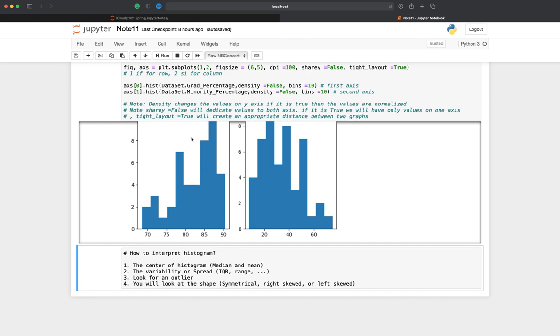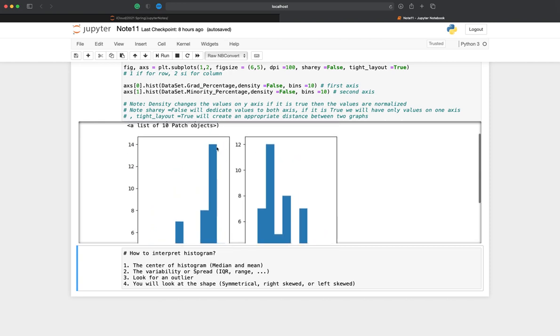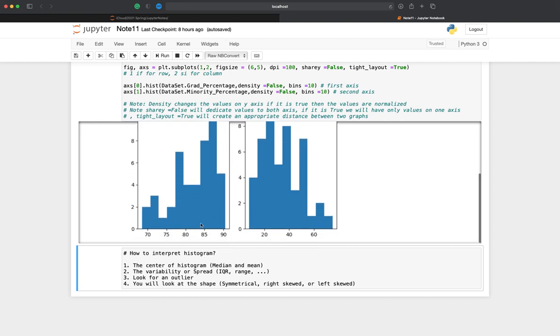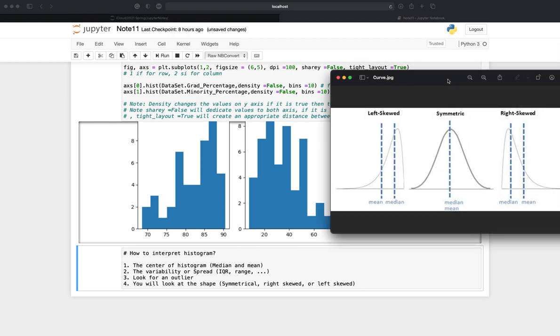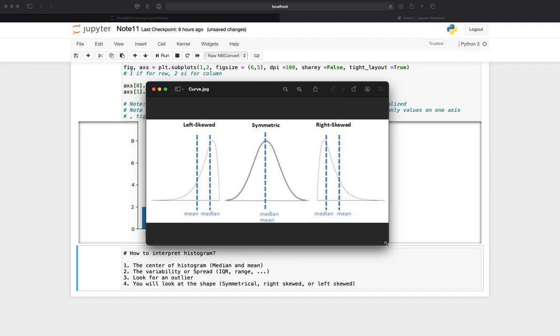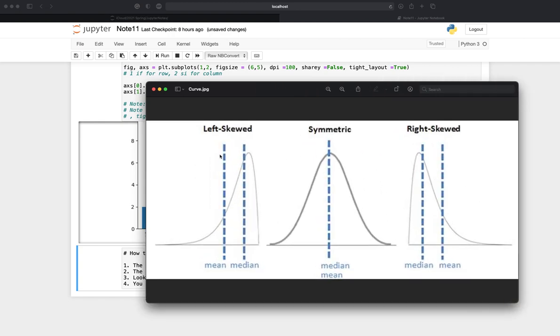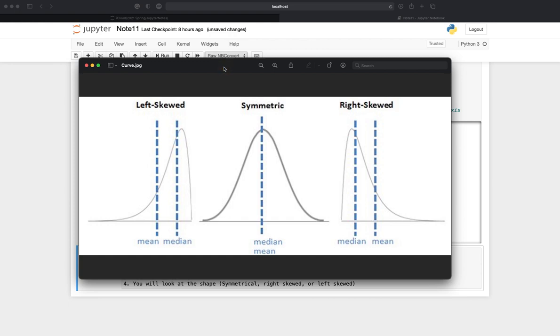What this one says, the left skewed, is that there are more states with the highest graduate percentage, and there are a few states with the lowest graduate percentage. I hope this helped you, and I'm going to show you something that I always show to my statistics students. Okay, so right skewed, left skewed, symmetric, right?